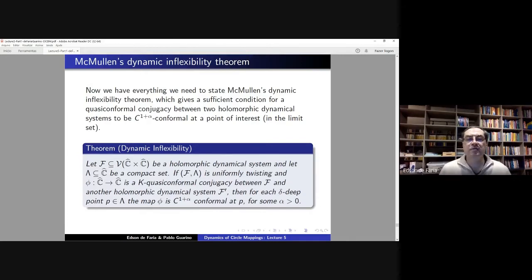Let's say your system consists of some quadratic-like map, you know, all of its iterates and so on. And you want to know if this uniform twisting condition is satisfied for the system. Well, suppose you know that for each point in the Julia set or the limit set of this dynamical system, if I give you any R, and you take the disk of radius R around that point, inside that disk you can find a small conformal copy of your entire system. If you can do that, then you can prove that the system is uniformly twisting. And it is in this form that you apply the hypothesis, okay?